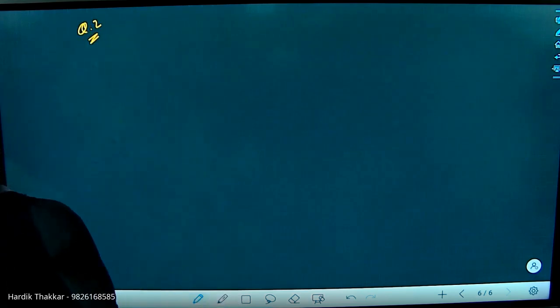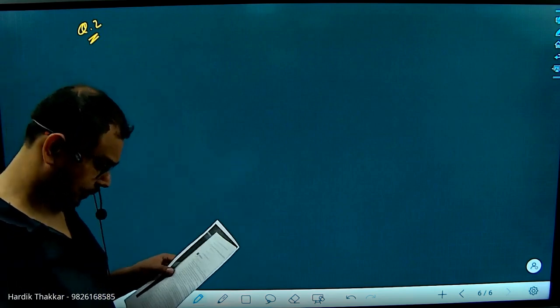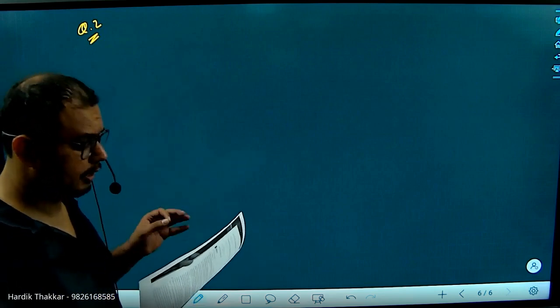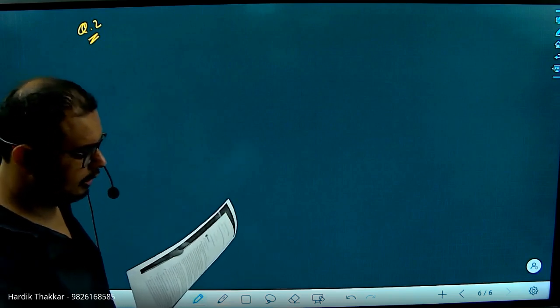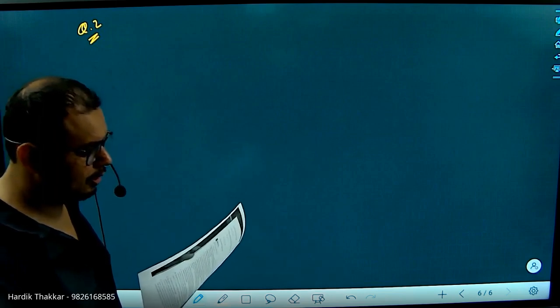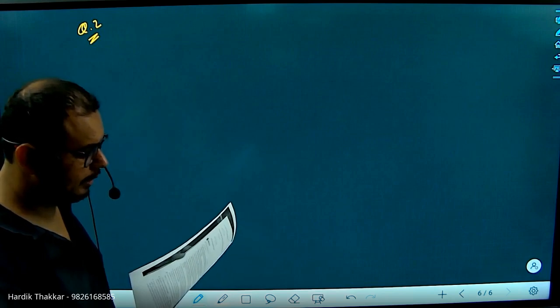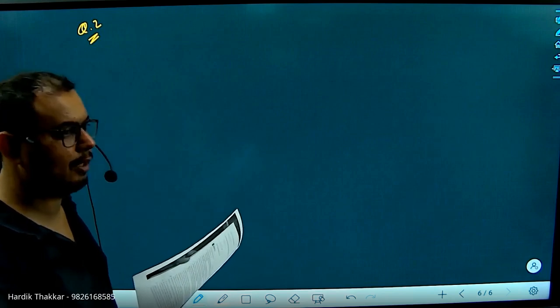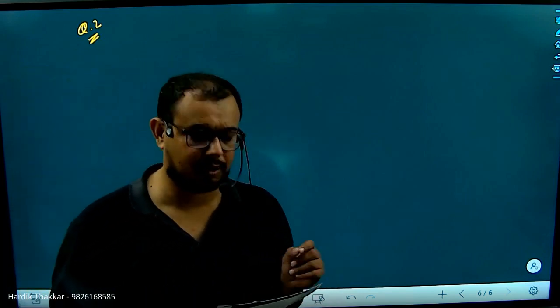Question number 2 says that suppose a book of 616 pages contains 43 typographical errors. If these errors are randomly distributed throughout the book, what is the probability that 10 pages selected at random will be free of error? So we have to identify a few important things from this.